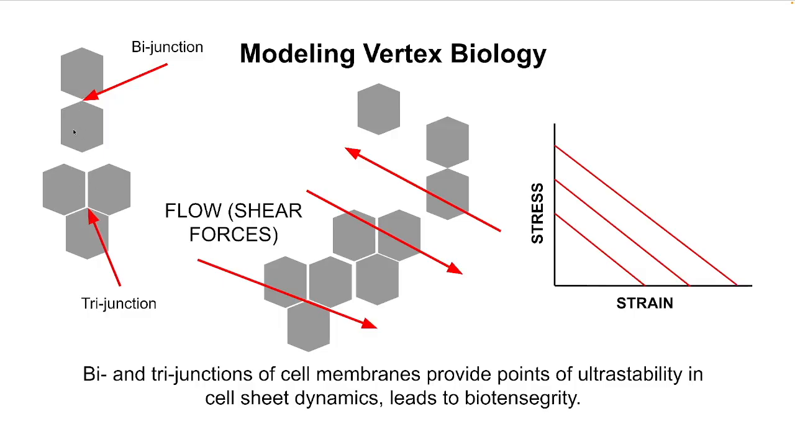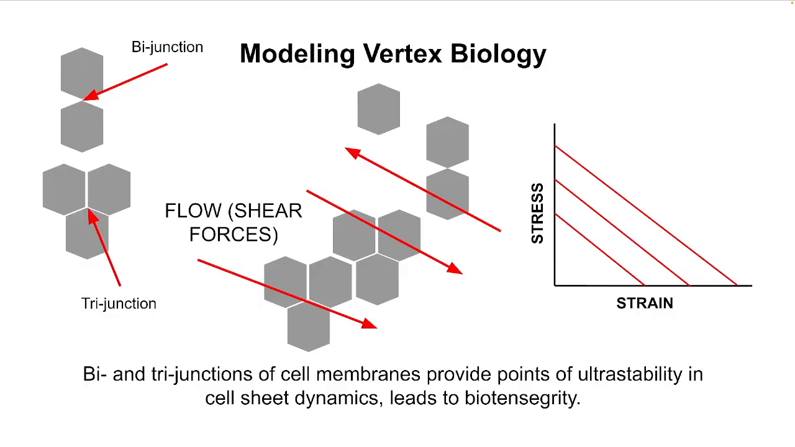And sometimes you have two cells that adhere together. Sometimes you have multiple cells that adhere together. And they form these junctions that actually have some interesting geometric properties. So a trijunction forms this sort of stable structure, instead of a bijunction or some other type of more transient structure. And so that's why these end junction systems are interesting. Bi and trijunctions of cell membranes provide points of ultrastability in cell sheet dynamics. And this is maybe a route to biotensegrity that doesn't necessarily get around the multiphysics models, but it helps us understand the context of the multiphysics models more clearly.